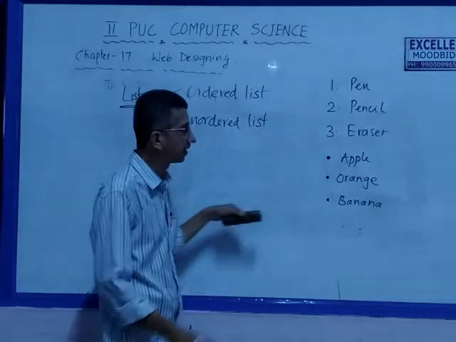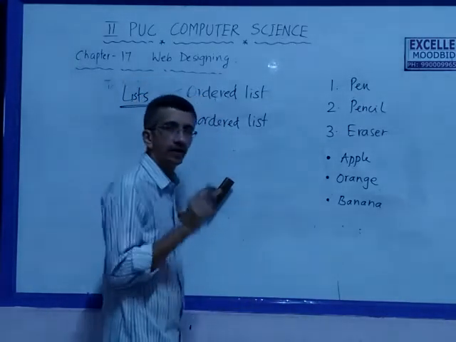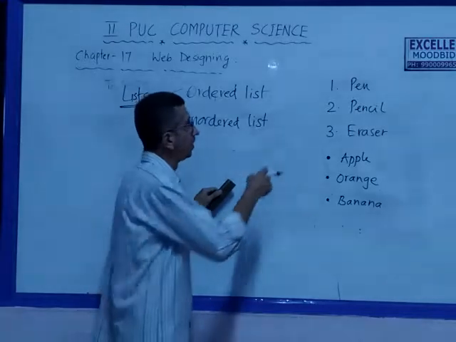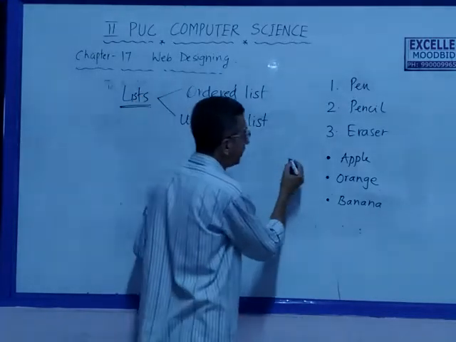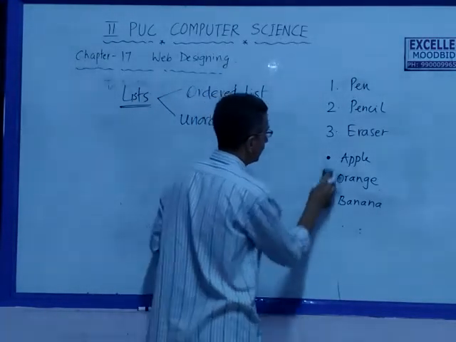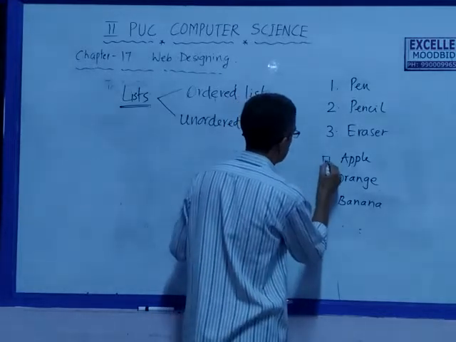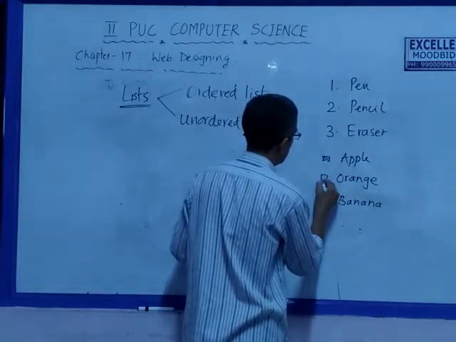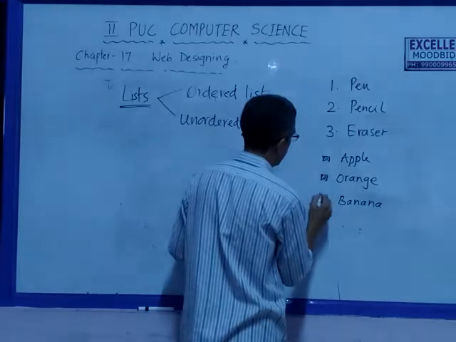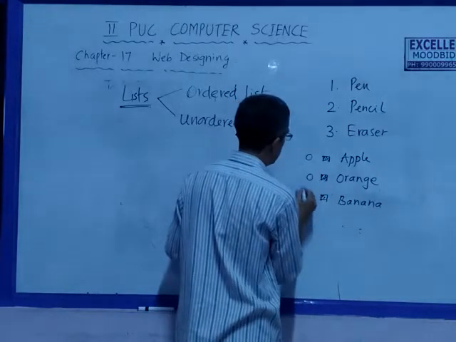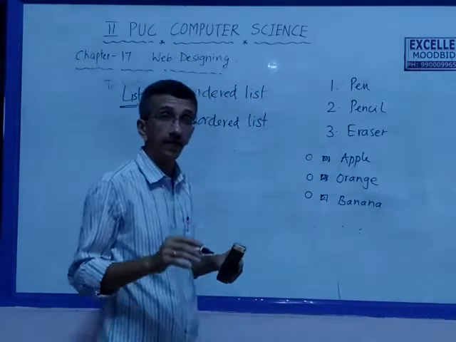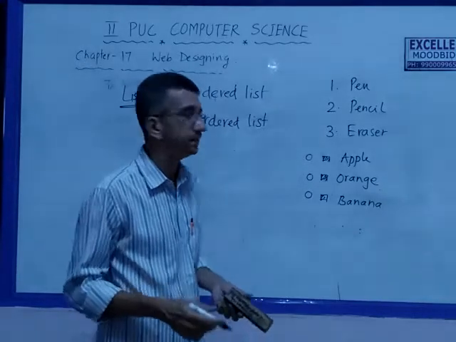So the list marker is usually by default a disk or a solid circle in an unordered list. It can also sometimes be a square, like this, a solid square. Or it can be a circle also, like this. Or it can be any other user given symbol.